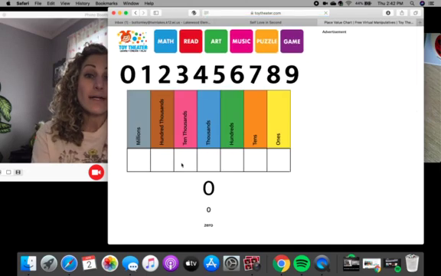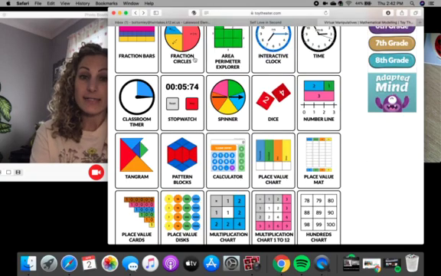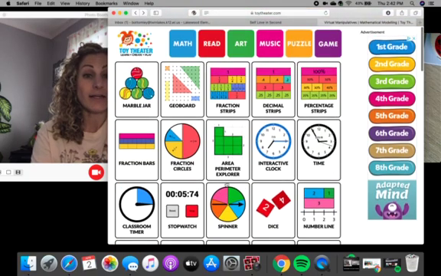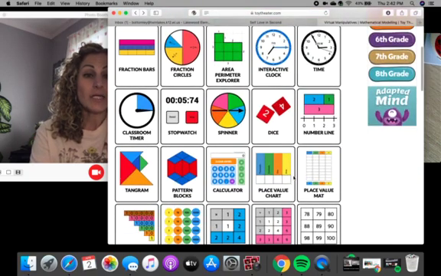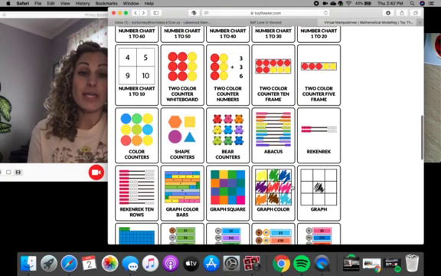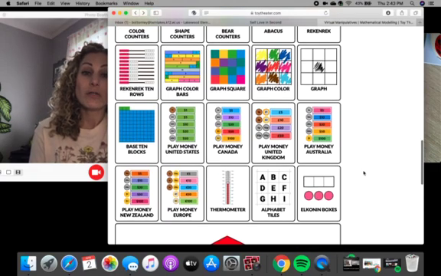Or I do believe that there are base 10 blocks. And if not, then I'm going to find another app that has them. And I am not seeing them. So I will have another link under here to show you. Oh my goodness, here they are.